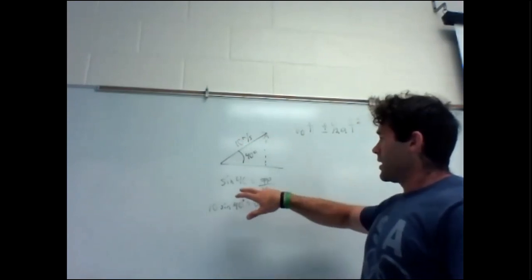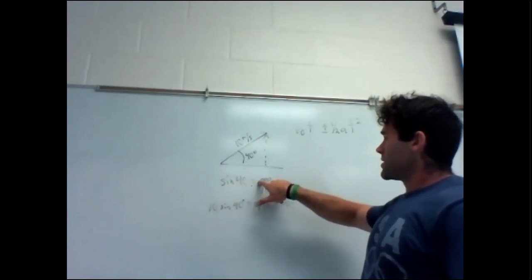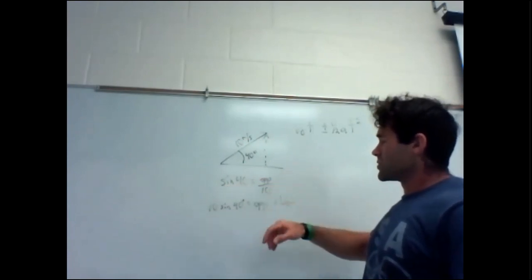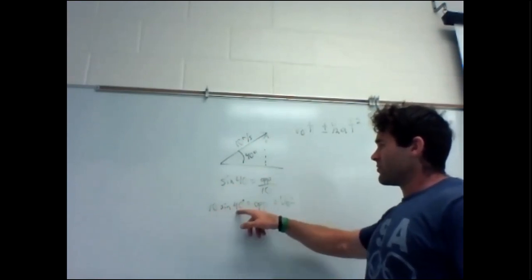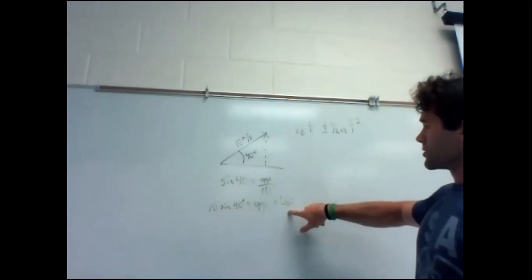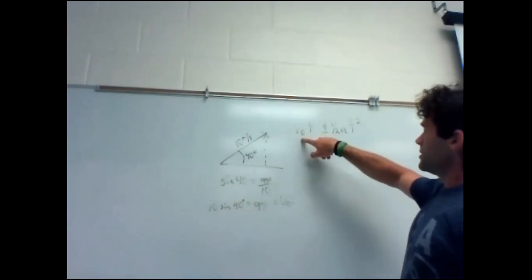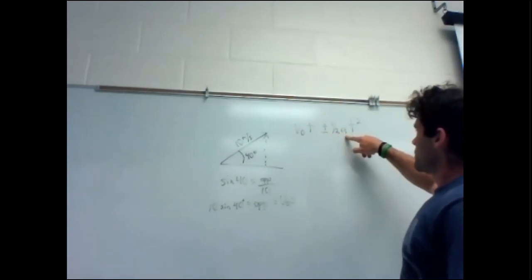So now let's figure. We get sine of 40 degrees equals the opposite divided by 10 meters per second. So we multiply both sides by 10, which gives us 10 times sine of 40 degrees equals the opposite, which equals our initial vertical velocity. So the initial vertical velocity times time plus or minus 1/2 of our acceleration times t squared.